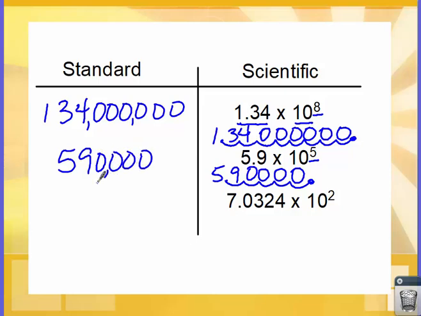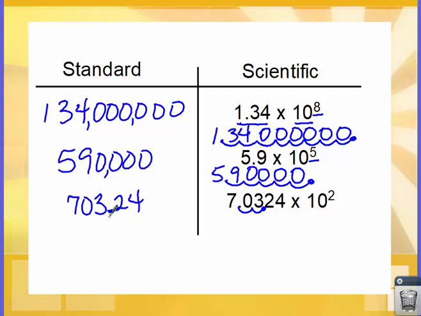590,000. Now the last one's kind of a silly one, but I did this one to prove a point. Okay, the exponent is not the number of zeros that we add. So in this case, it's going to tell me I'm going to move the decimal 2 places, and that decimal stays within the number. So we end up with 703.24. Okay, and so that's how we convert scientific back to standard.